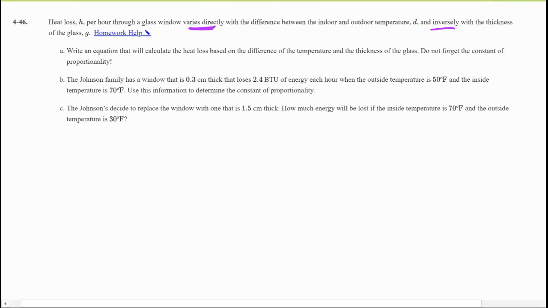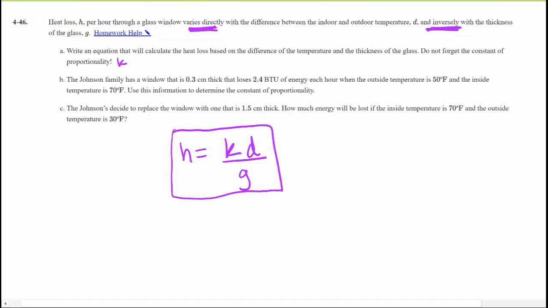Varying directly means that we're multiplying it by a constant of proportionality, which we're calling K. So for A here, when it says don't forget constant of proportionality, that's just some constant that stays the same in every equation for the situation, K, and we multiply that by whatever it's varying directly with. So heat loss is varying directly with the difference between indoor and outdoor temperature, which is D. And then inversely tells me we're dividing by the thickness of the glass, G. So this is the equation that represents heat loss based off of the information that we're given.